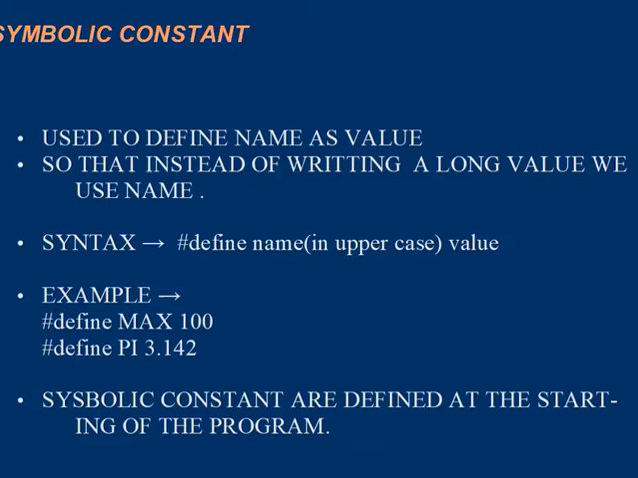It means that whenever you see MAX as a name in the program, it will be replaced by the value 100. Similarly, #define PI 3.142. It means whenever you see PI, it will be replaced by the value 3.142. Symbolic constants are defined at the start of the program. That means when you include a header file, only after the header file you have to define the symbolic constant. You cannot declare it in the middle of the program.